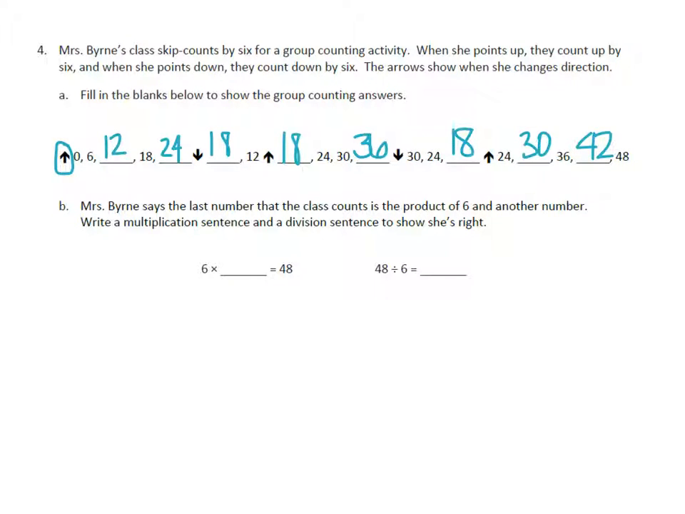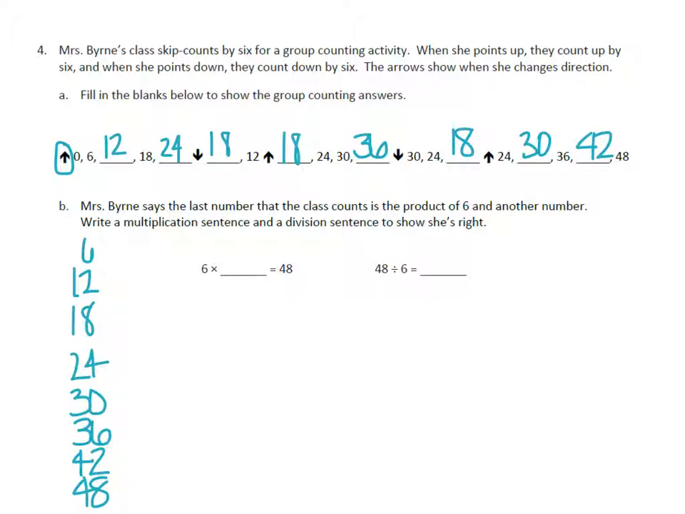So 6 times something equals 48. Well, we did a lot of skip counting, but we also changed directions a lot. So let's count by 6s until we get to 48. So we have 6, 12, 18, 24, 30, 36, 42, and 48.